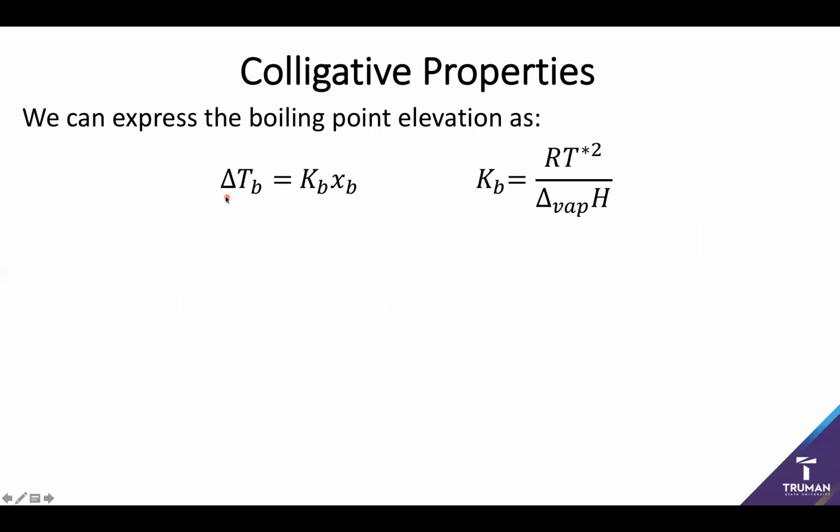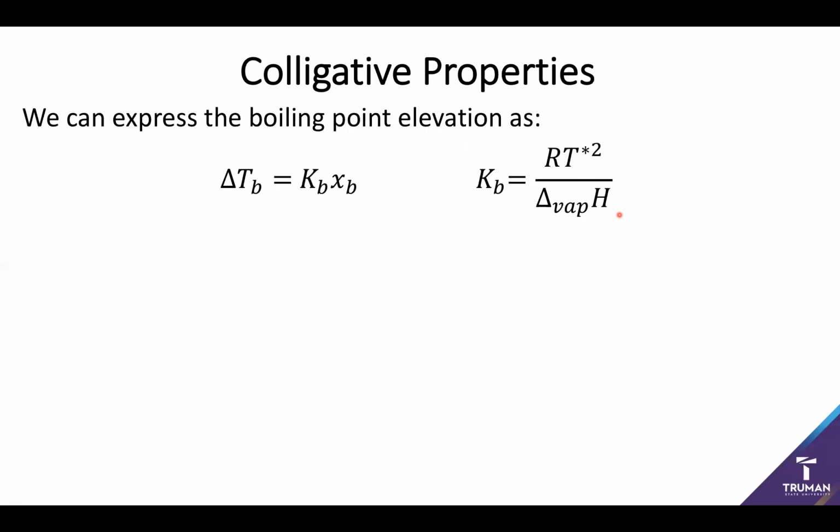And this can be summarized as the difference in my original boiling point. So essentially, the increase of my boiling point can be related to the mole fraction of my species through this constant called Kb. So this is my boiling point elevation constant. And as we've seen previously, that's going to be related to our ideal gas constant times the boiling point of my pure system squared over the enthalpy of vaporization. So this is actually quite a useful feature.